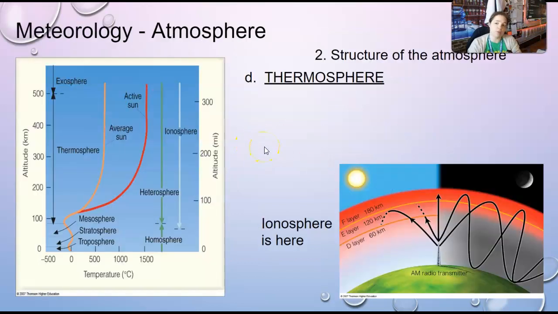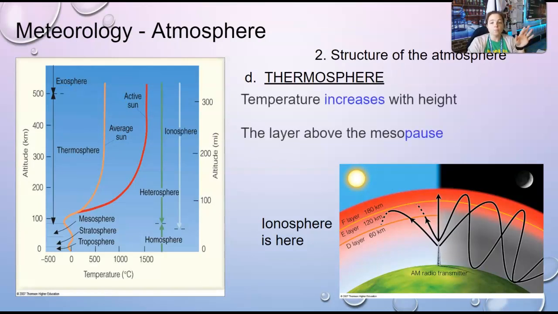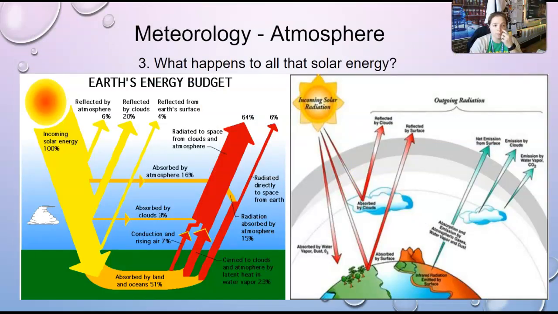Then we have the thermosphere. The thermosphere is all the way at the top before you get out of our atmosphere. Again, you notice that temperature increases with height, and it's the layer above the mesopause. What it has in it is called the ionosphere with 3 different layers. You've got the F layer, E layer, and D layer. This is where our radio messages and stuff bounce off and hit back towards us.